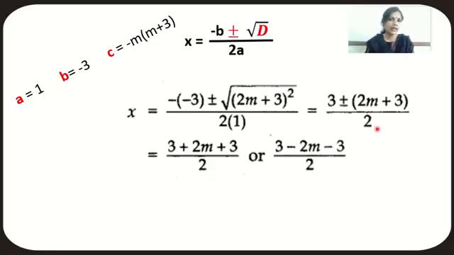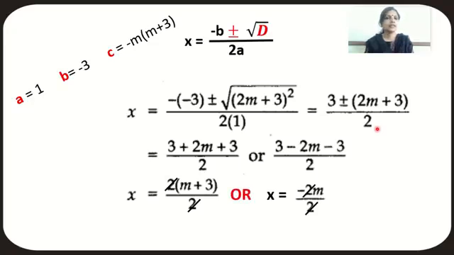And since there is a bracket there, you need to check how you are going to change the signs. So what do we get? We get 6 plus 2m upon 2. And from that, if we take 2 common, we get 2(m plus 3) upon 2, and we have cancelled the 2. Or we get x is equal to minus 2m upon 2. Again we have cancelled this 2. So what are we left with? X is equal to m plus 3 or x is equal to minus m. These are the roots of the given quadratic equation.